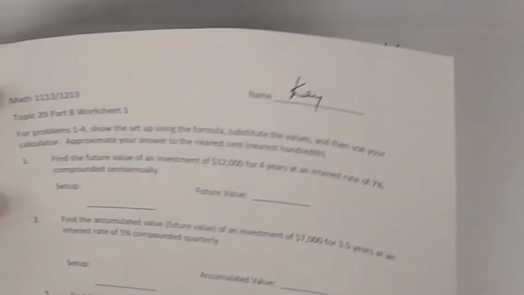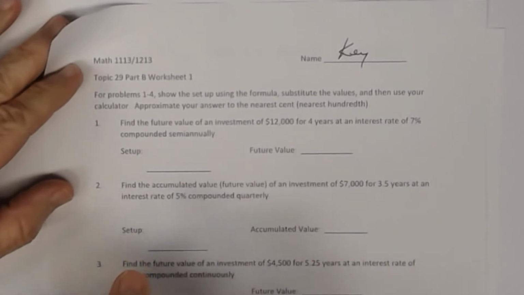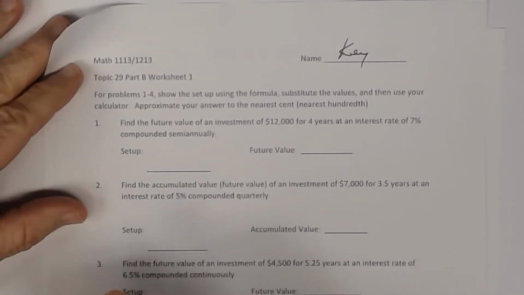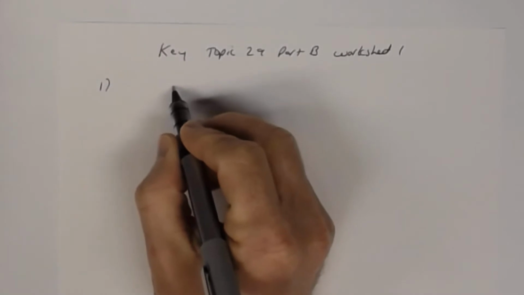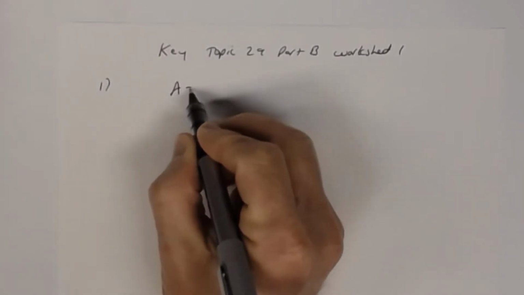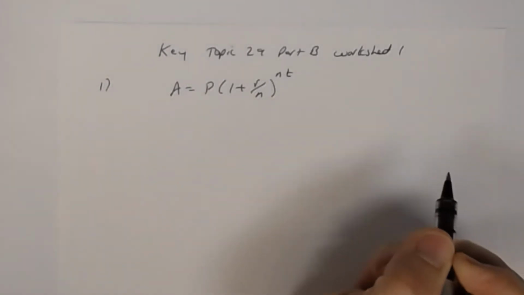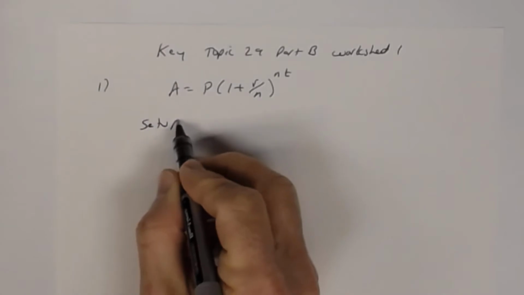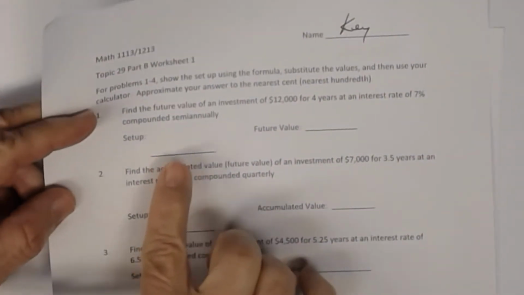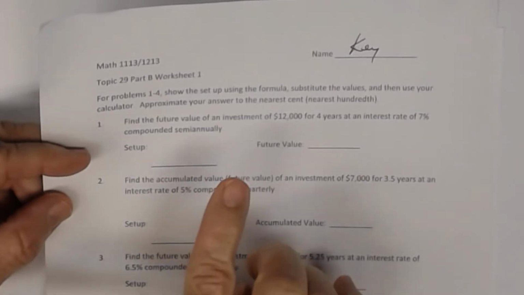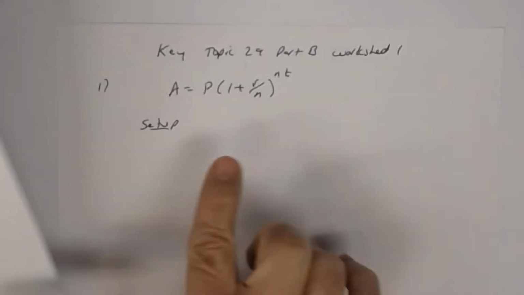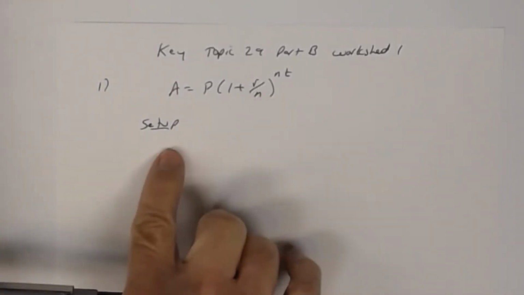Number 1 says: find the future value of an investment of $12,000 for 4 years at an interest rate of 7% compounded semi-annually. You're going to use the formula A equals P times 1 plus R divided by N, raised to the NT power. When I ask for the setup, you take all of your information and put it into the formula.